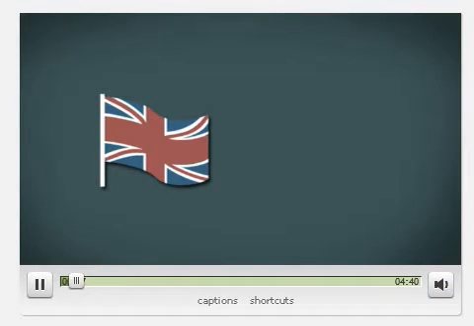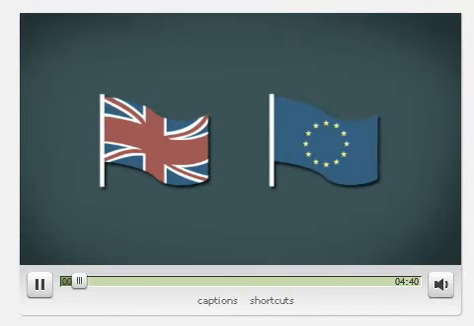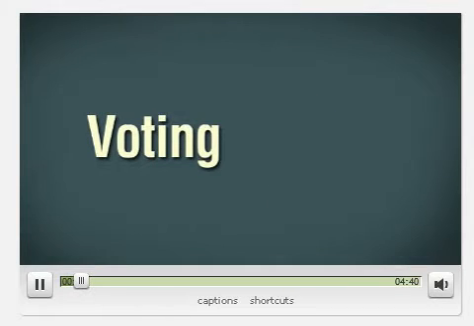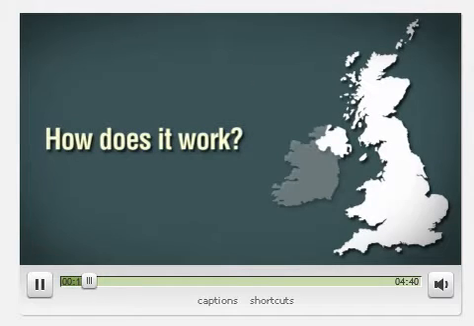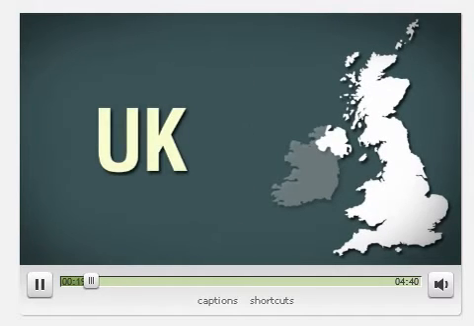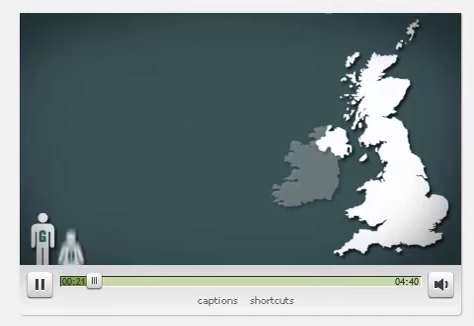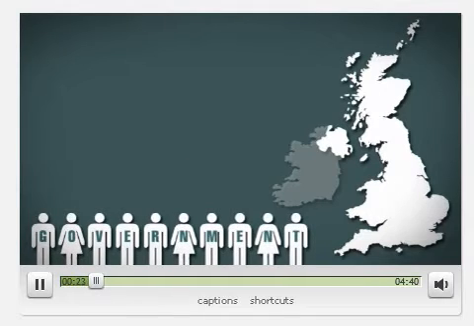The UK House of Commons and the European Parliament. Voting. The people's chance to decide who they want to run their country and represent their interests. But how does it work in the UK and Europe? Well, in the UK we live in a parliamentary democracy. That means that the government is voted into power by the people.